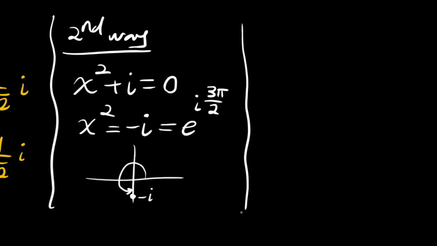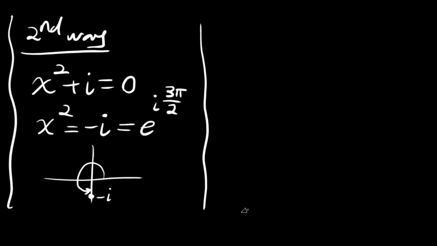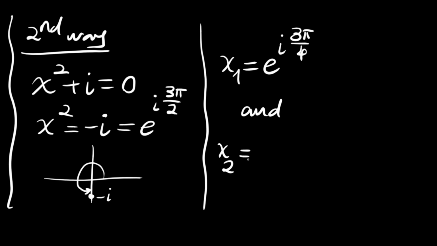So we can say the first root x1 is e to the power of i 3 pi over 4, and the second one is just, if you add pi to this, e to the power of i 7 pi over 4.